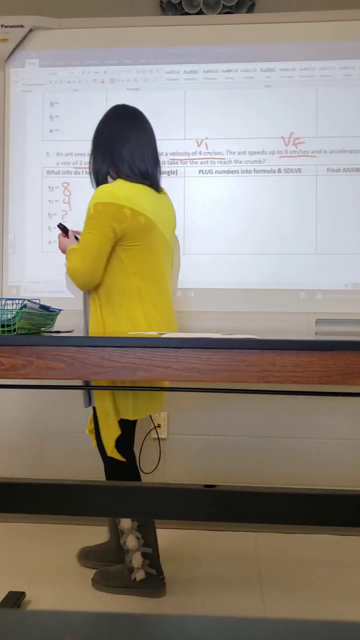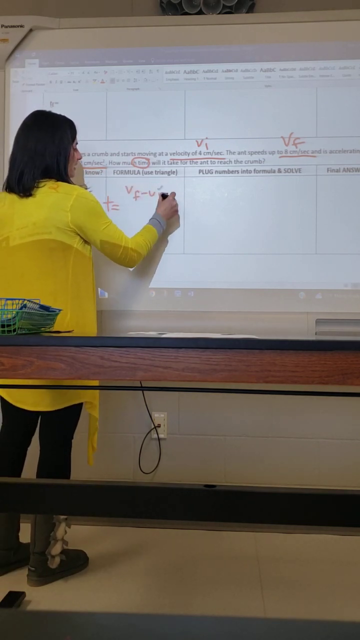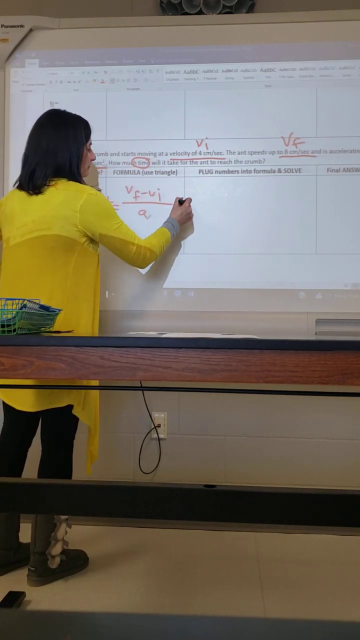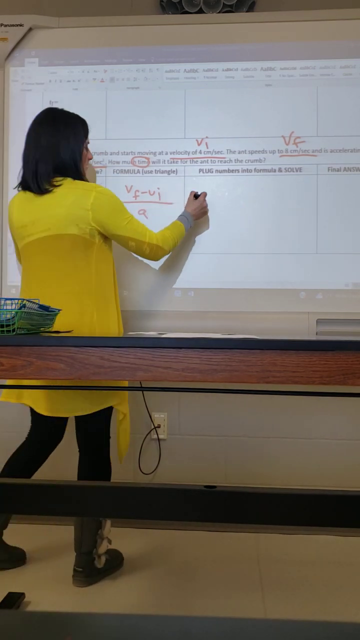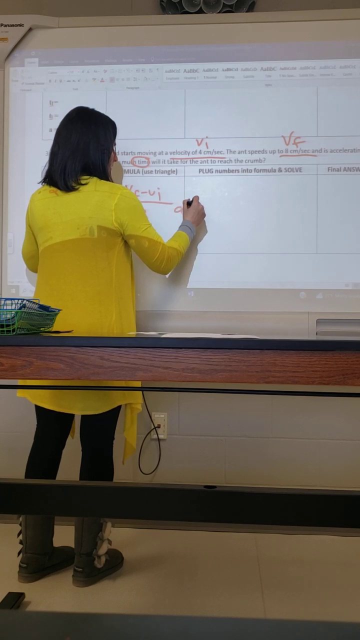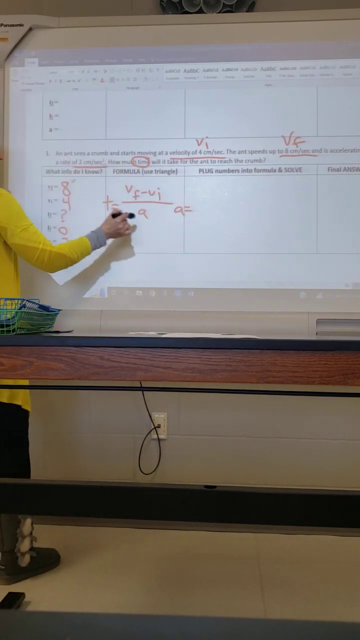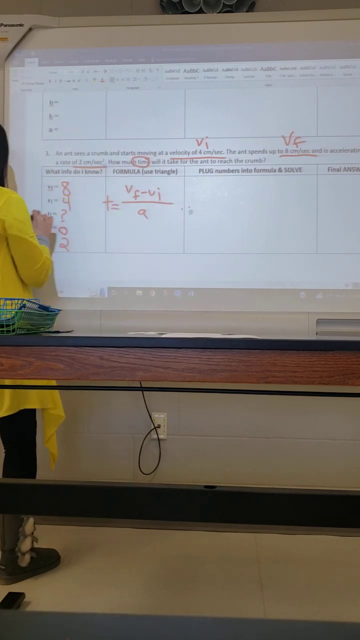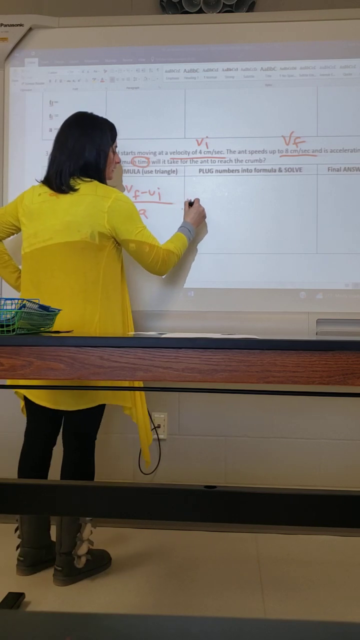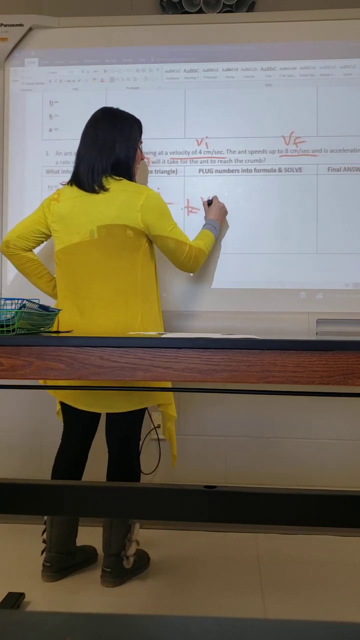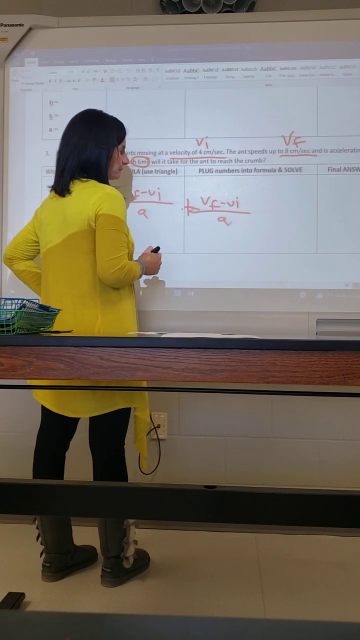All right, so Kate says we're gonna have VF minus VI over acceleration, which is correct. So now I just fill stuff in. This is, oops, not acceleration, sorry. It's gonna be our T. T equals VF minus VI over acceleration.